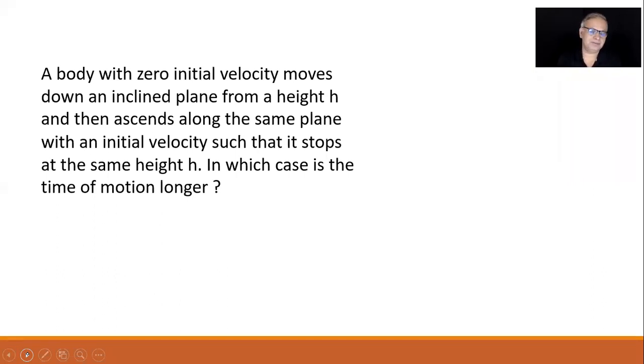Shreya, can you read the question, child? Come on. A body with zero initial velocity moves down an inclined plane from a height h and then ascends along the same plane with an initial velocity such that it stops at the same height h. In which case is the time of motion longer? So how do we understand this question? Deliberately, I put it here just to make your minds become active.